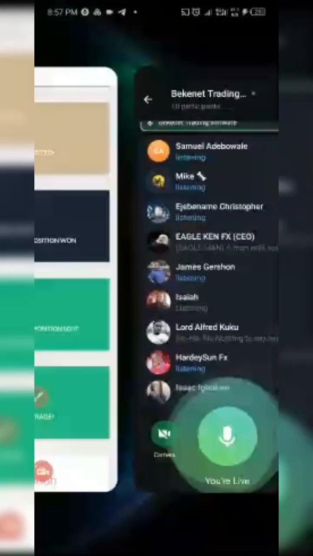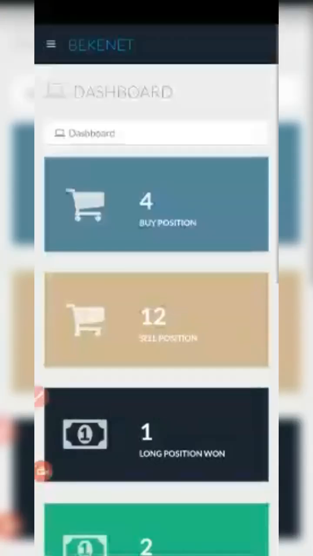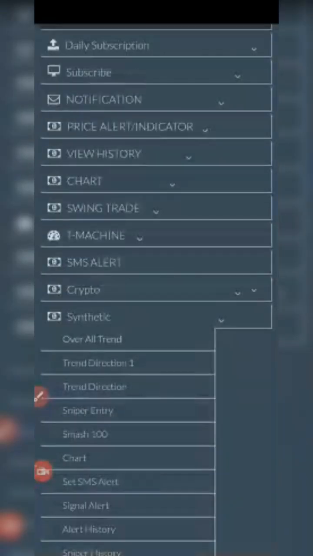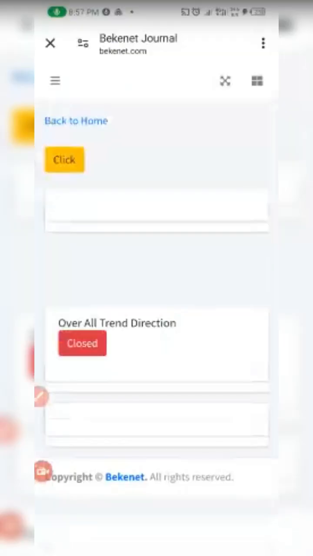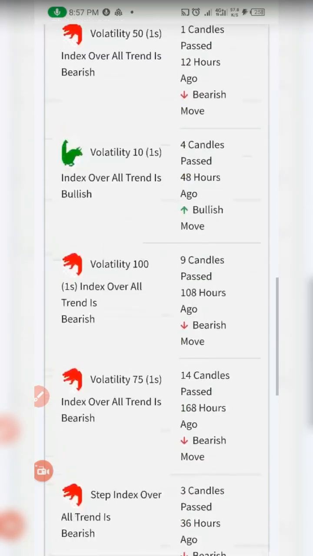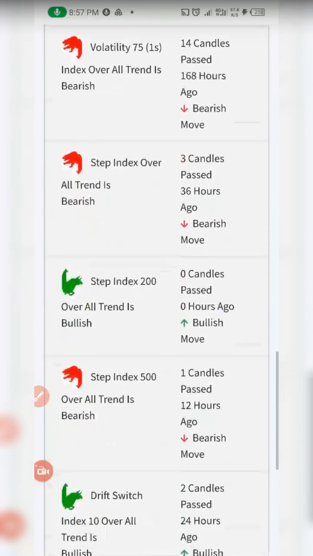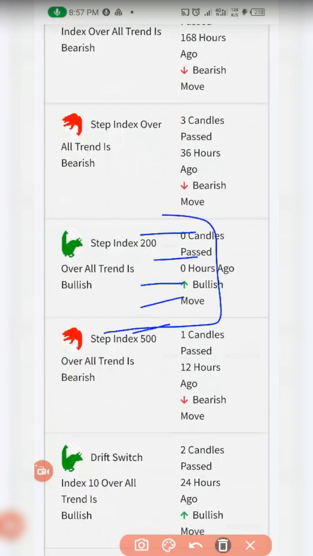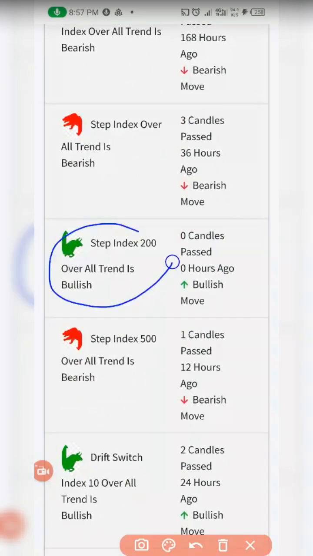Yes. Now let me show you something. Since you're a synthetic guy, I can easily come to this place. I can click overall trend direction and let's see what's happening. Let's look at step 200. Now, you see this step 200 is telling me this is an overall trend direction. It's showing 0 candle, meaning the direction just started now.